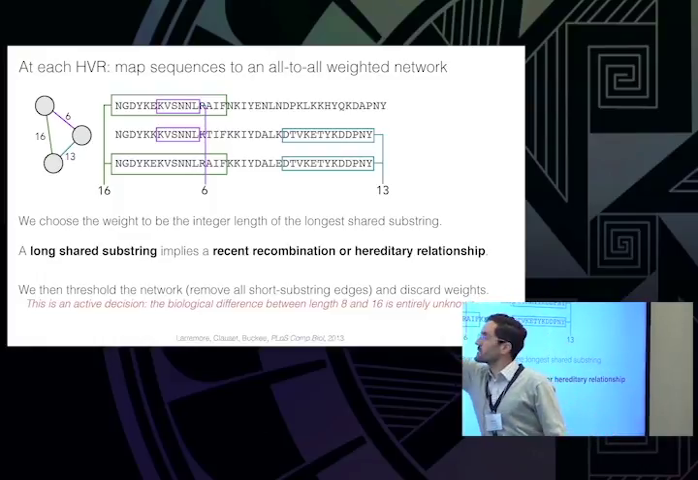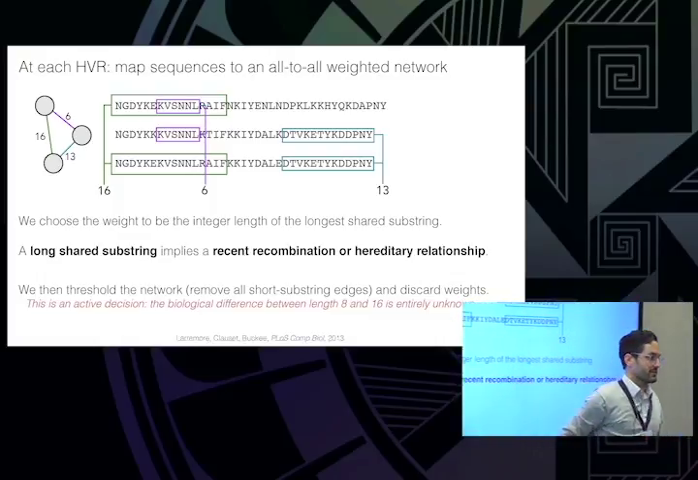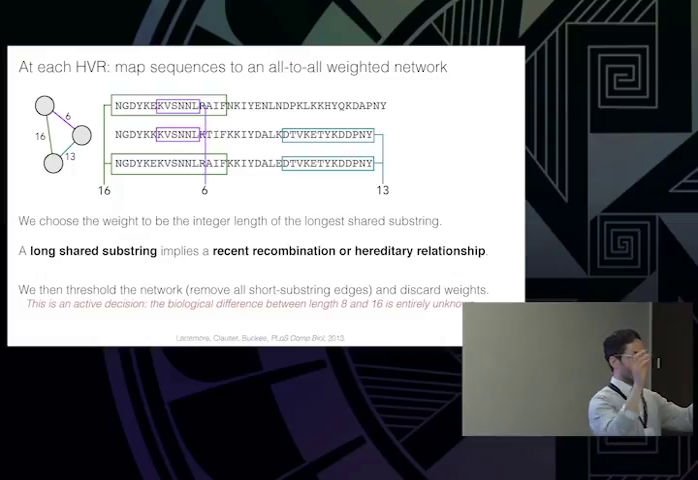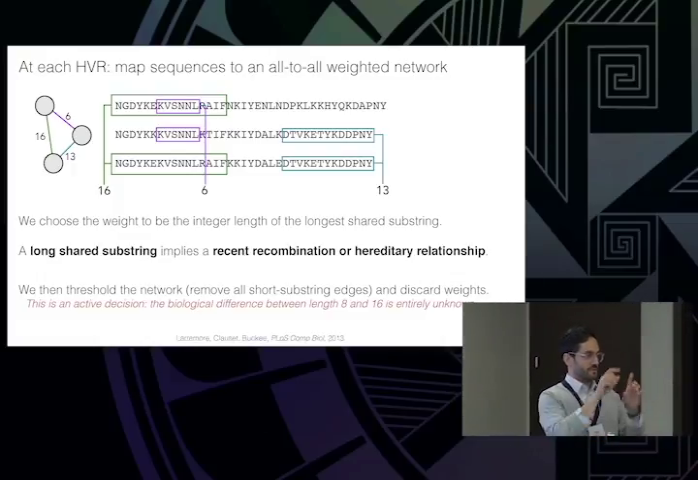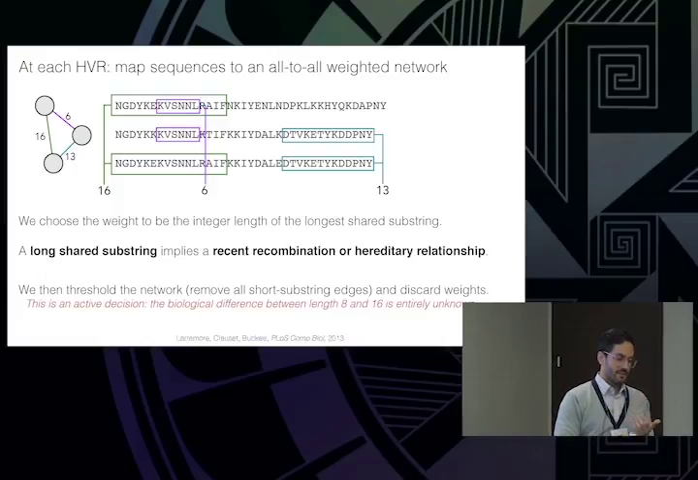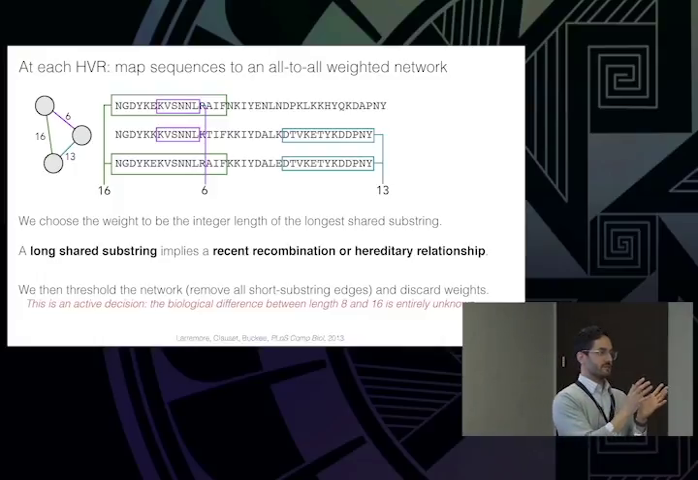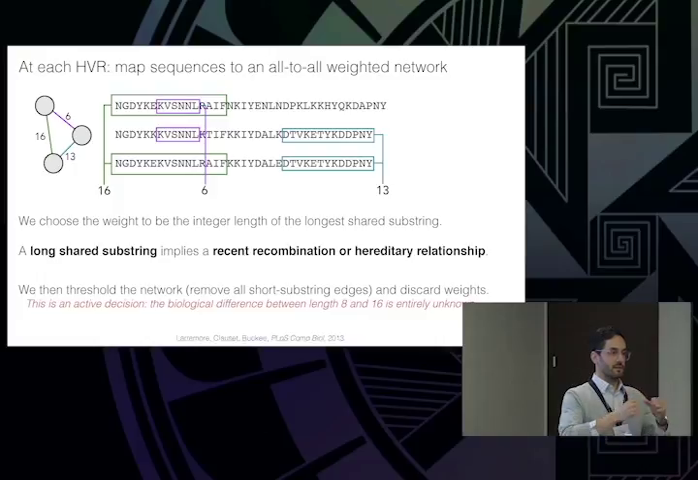And so those two nodes that correspond to those genes are going to be connected with an edge weight of 16. I do this for all of the possible combinations, and I end up with this all-to-all connected weighted network. The idea here is that a long shared substring implies a recent recombination or some hereditary relationship between two of the genes. So essentially, I'm connecting genes that are similar, and the more similar they are, the stronger the weight is.